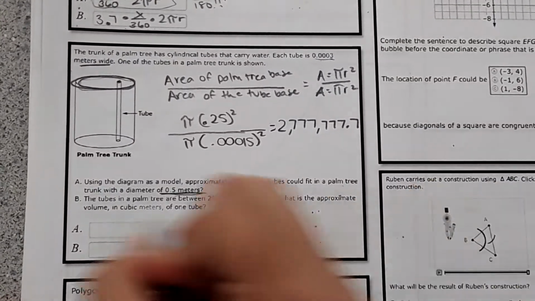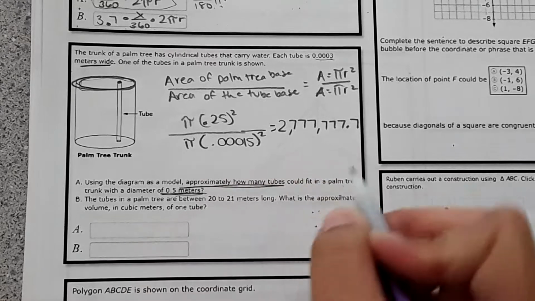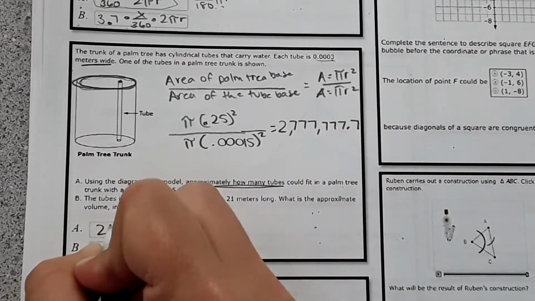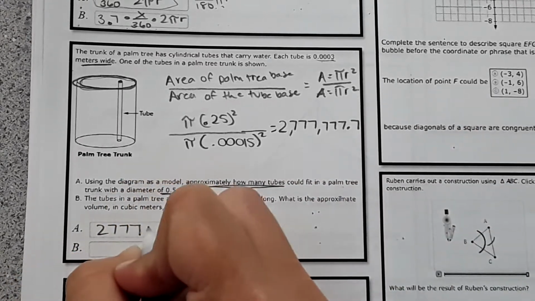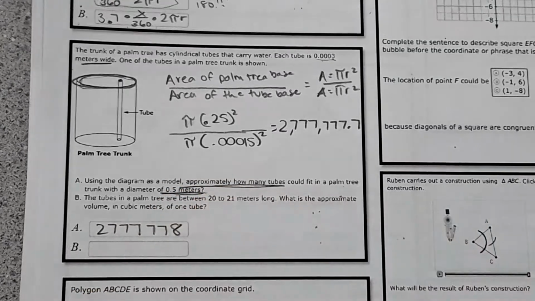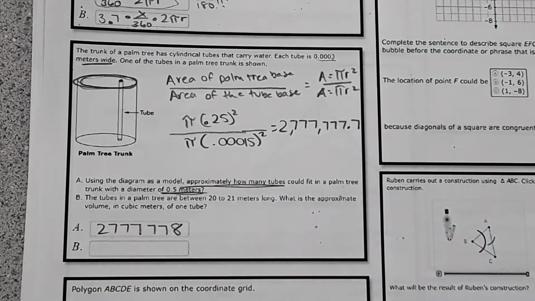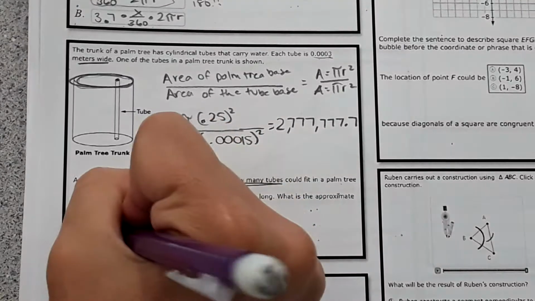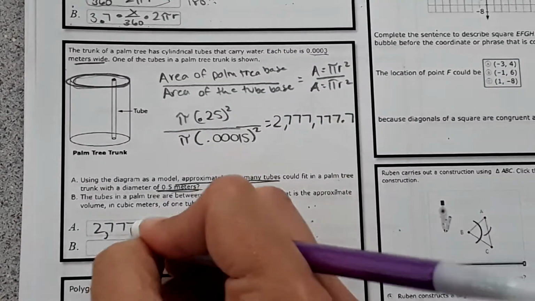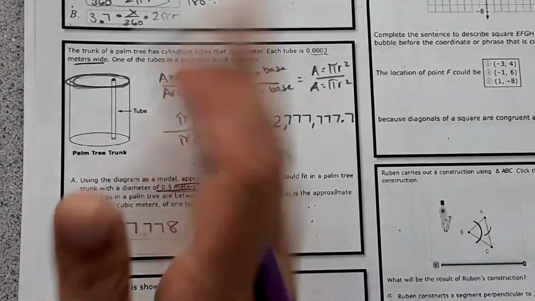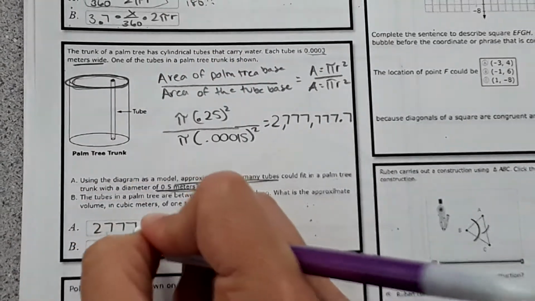This says approximately how many tubes, so we're just going to round it to the nearest whole number, and the answer key has this. Somebody asked if you could also put the commas in there. You could, and it would still be counted correct. Normally on standardized testing, you don't put commas, only decimals.